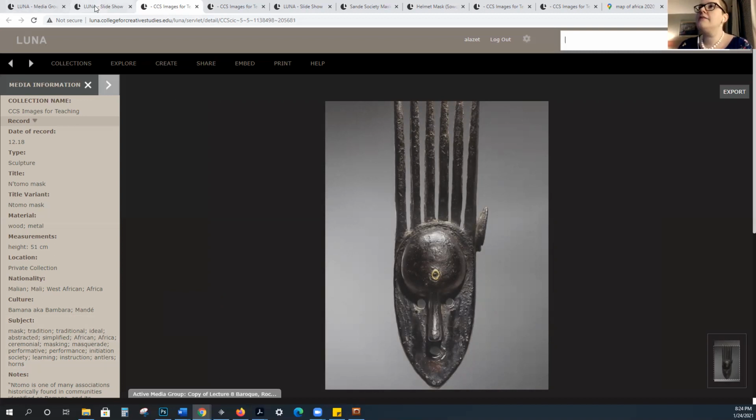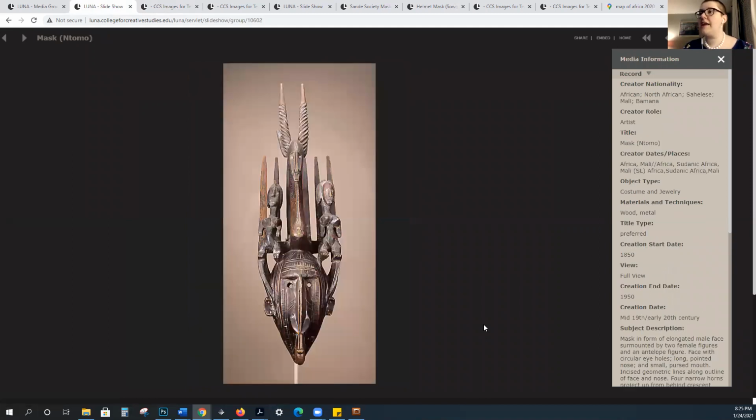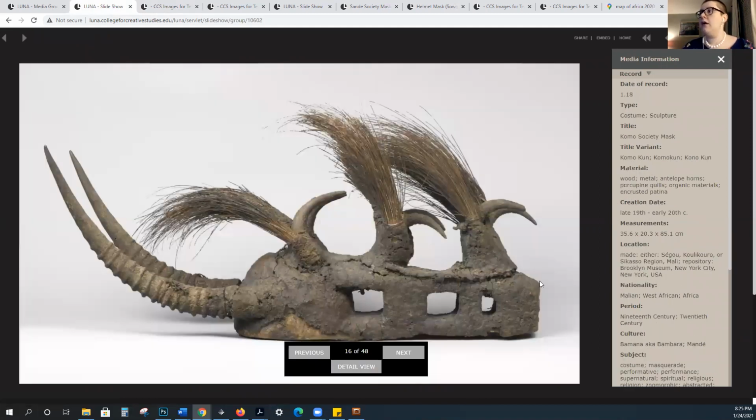And I have a couple of examples for you to see here. So this is a different example, and you can see that the horns have been broken off, but these berries or seeds have been applied to this face. And again, you can see the formal elements like the small mouth, the long face, the elongated nose, right? The large forehead, all of these things. And that is Ntomo, which is the initiation society for boys.